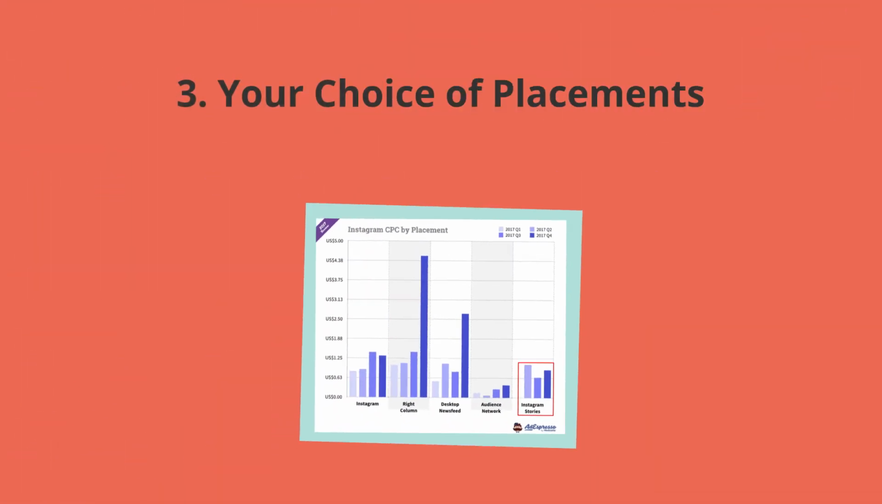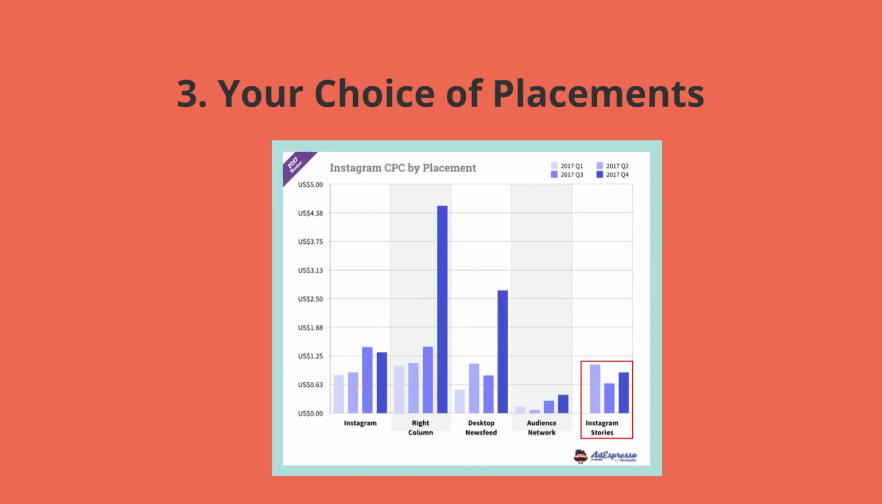The third factor that frequently affects ad costs is your choice of placements. Instagram feed ads cost more than stories ads, even though they're both on the same platform. If it's important to keep your costs low, you can technically run Instagram ads on other platforms that have lower costs than Instagram to try to maximize your budget and ad spend.